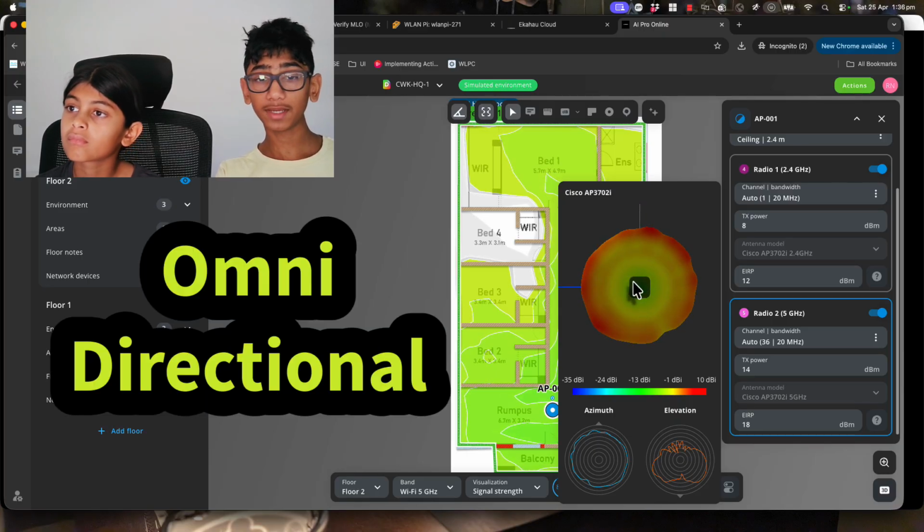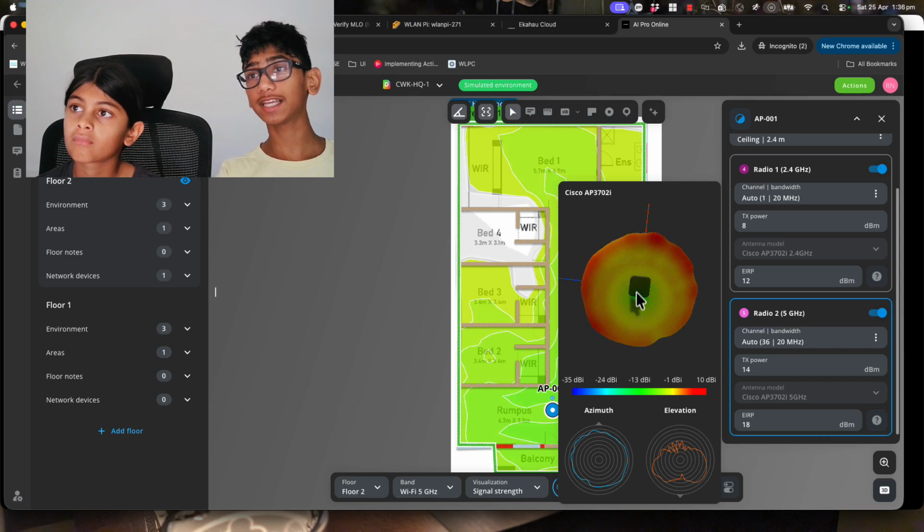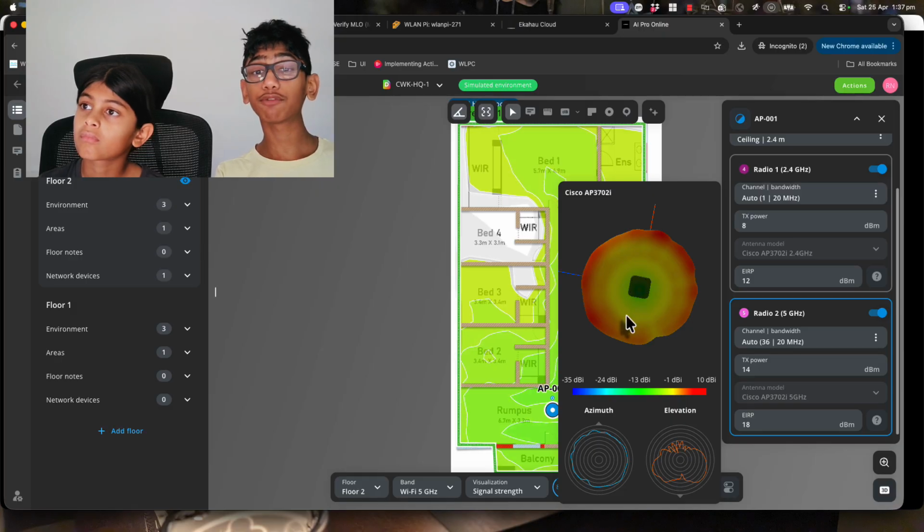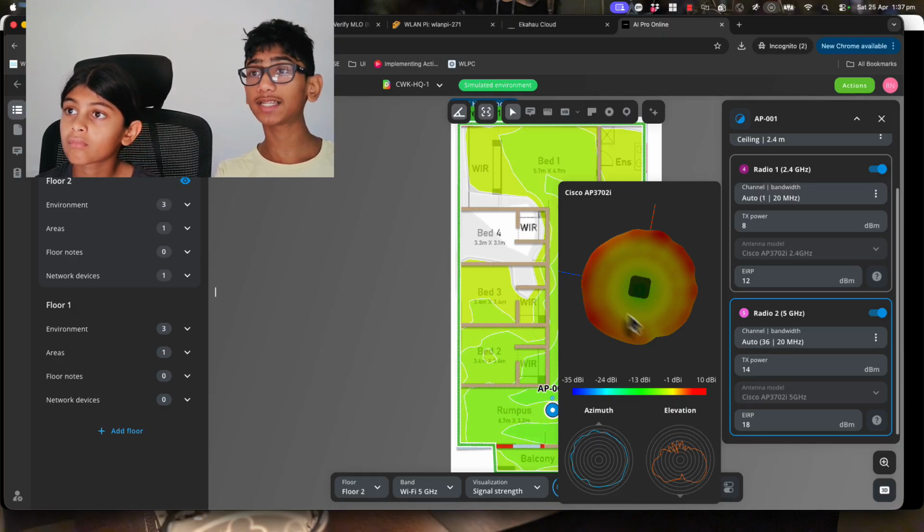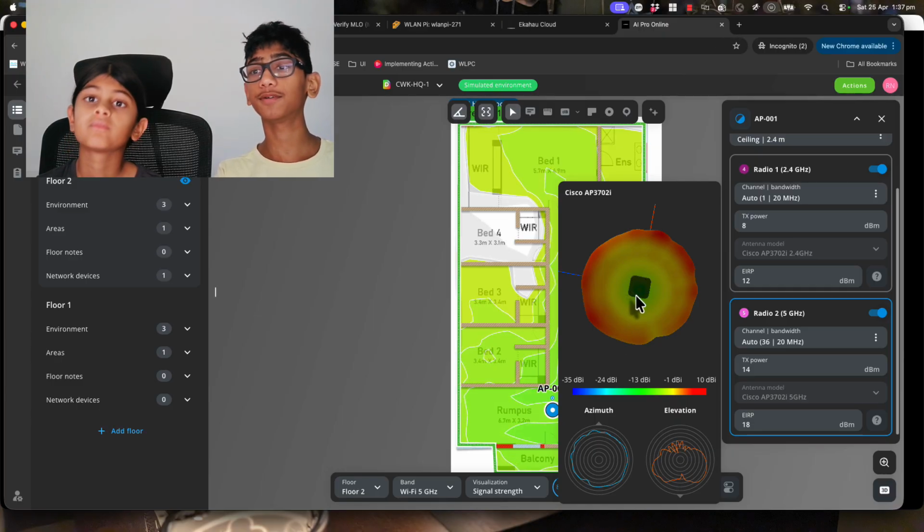So with an omnidirectional AP, if you mount it to a ceiling, right underneath it, it's actually green. So it's sort of like a donut shape. And that means that if you're directly under an AP, you don't actually get the best signal. It's better to actually go a bit away from the AP to get the better signal.